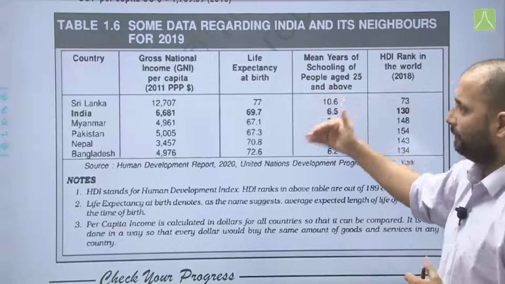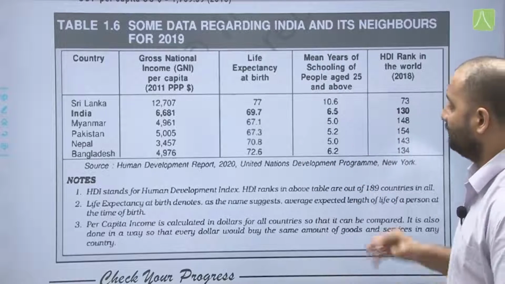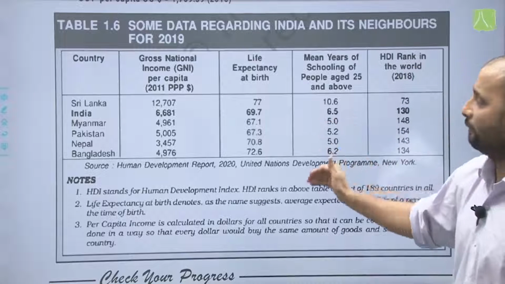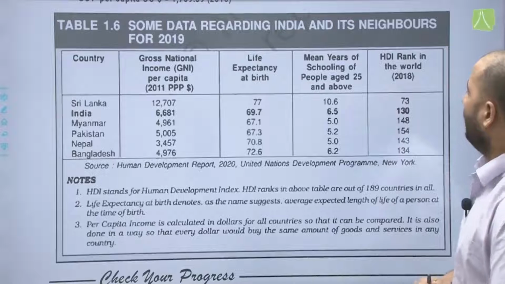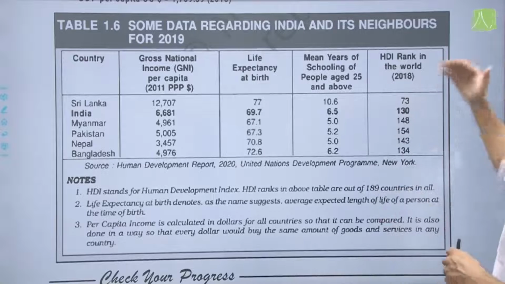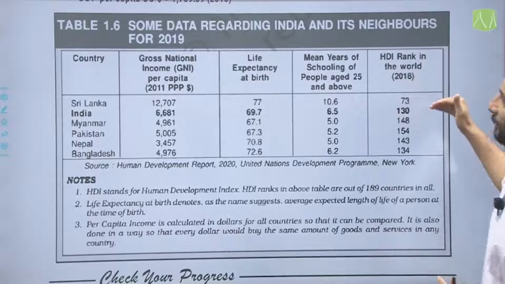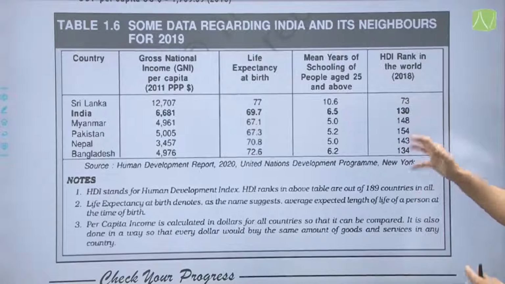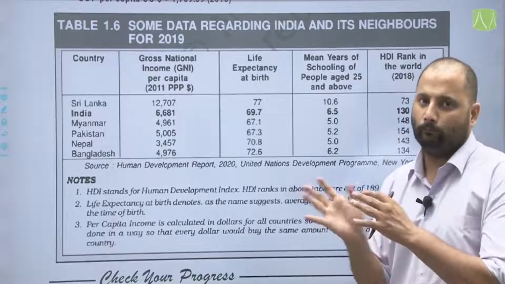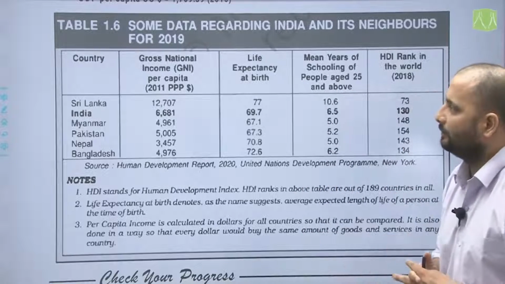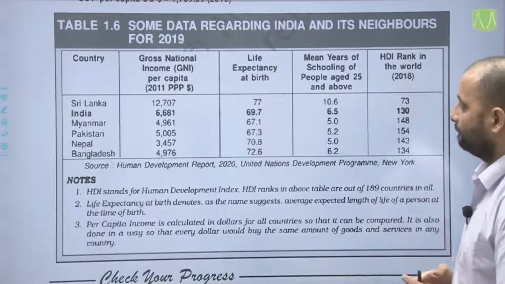Life expectancy again in Sri Lanka is much higher, 77. India stands at 69.7, that is after Bangladesh and Nepal. Then mean years of schooling, and finally the rank. India is at 130. Sri Lanka's performance among the neighboring countries is much better, at 73rd position among the 189 countries.